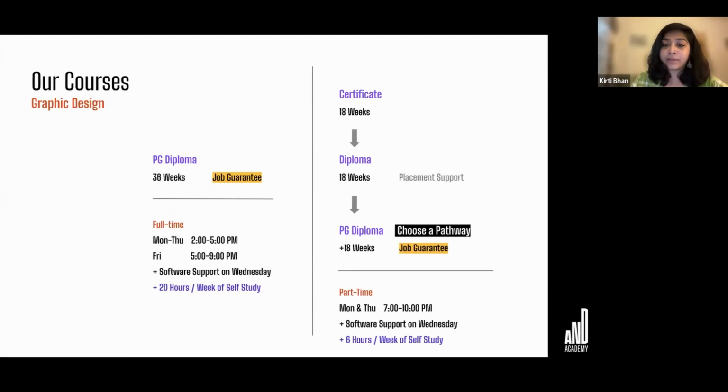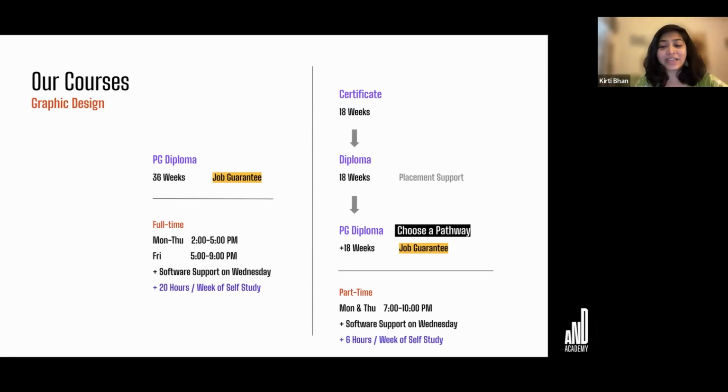In the diploma, I'm talking about just part-time, the right side of the screen, there is placement support. But when you go to the PG diploma in part-time, you also get an option to choose a pathway, about which I will be talking further. So here you get a job guarantee with a disclaimer. With that, you have to have 80% attendance with constant and maintained merit grades throughout the course.